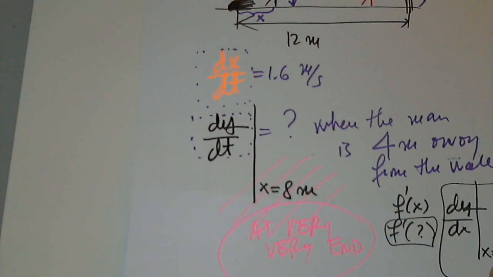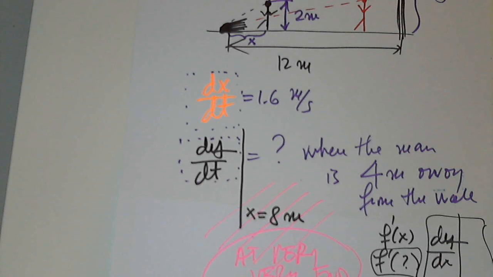Okay, so the whole problem reduces to what? Reduces to creating an equation having x in it and y. Once I have an equation that relates x to y, then I differentiate that, I'm done, and I plug in numbers.